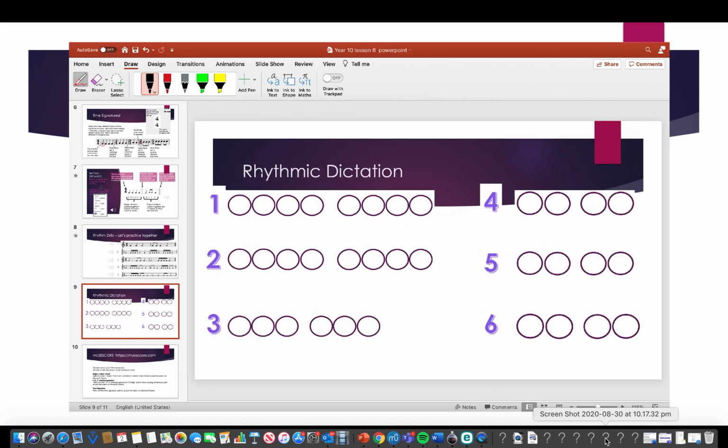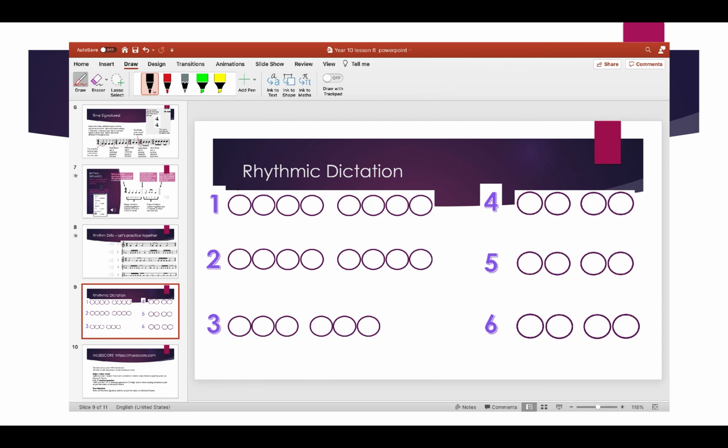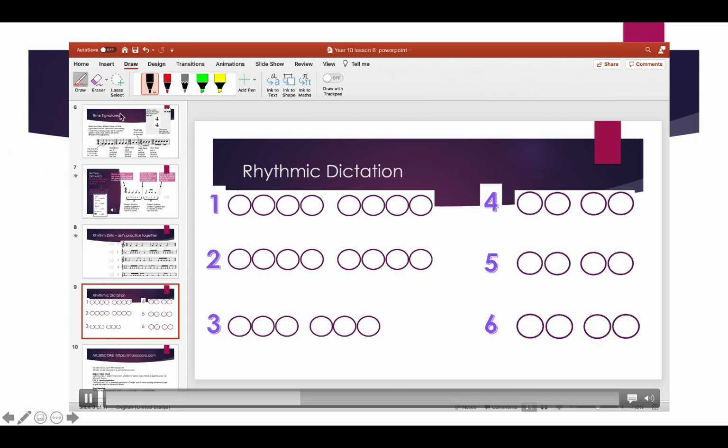Let's try number 1. We're going to do this as an example together. 1, 2, 3, 4. Ta, ti, ti, ta, ticka, ticka, ta, ti, ti, ta. And that kind of gives it away, doesn't it? So if I was to actually say that without saying the solfa names, it would be more accurate to what you'd be getting from your music and trying to transcribe your rhythms.